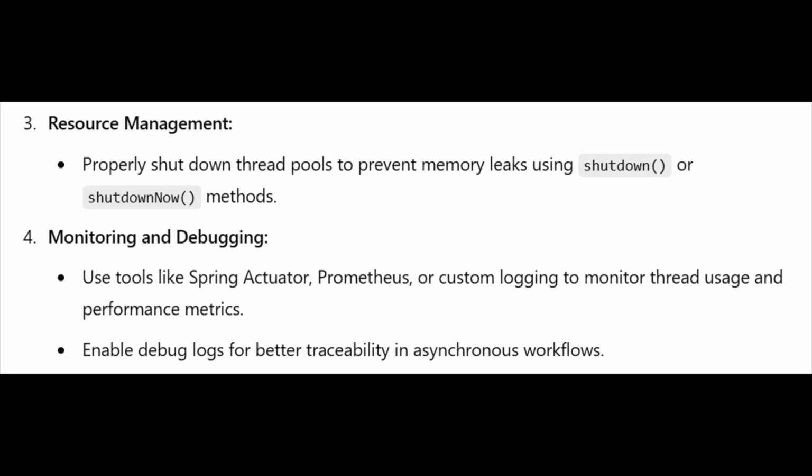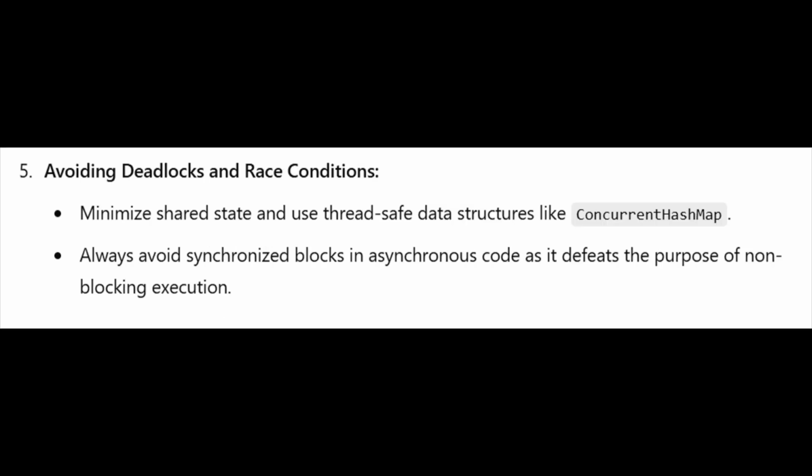Resource management. Properly shut down thread pools to prevent memory leaks using shutdown or shutdownNow methods. Monitoring and debugging. Use tools like Spring Actuator, Prometheus, or custom logging to monitor thread usage and performance metrics. Enable debug logs for better traceability in asynchronous workflows. Avoiding deadlocks and race conditions. Minimize shared state and use thread-safe data structures like ConcurrentHashMap. Always avoid synchronized blocks in asynchronous code as it defeats the purpose of non-blocking execution.